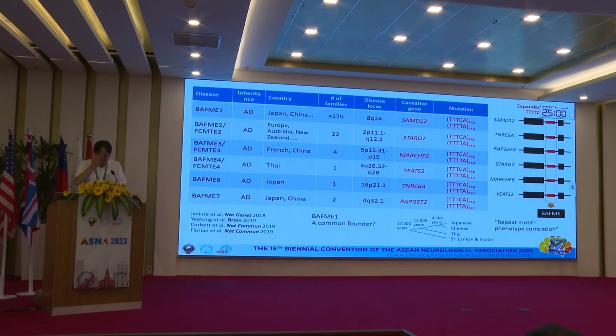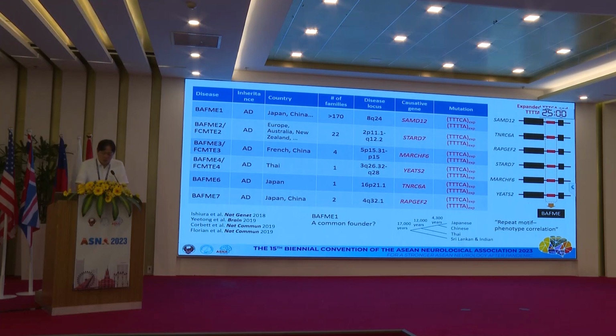So we named the Bachman types. The most common type in Japan was Bachman type 1, and we named the new types Bachman type 6 and Bachman type 7. In other countries, there are Bachman types 2, 3, and 4, and other researchers finally found that the same TTTCA repeat insertions were found in these diseases.